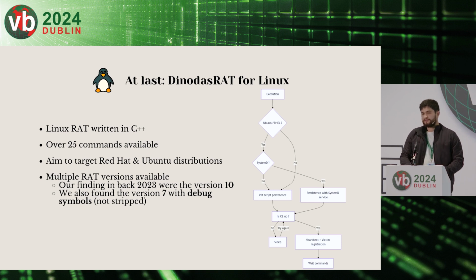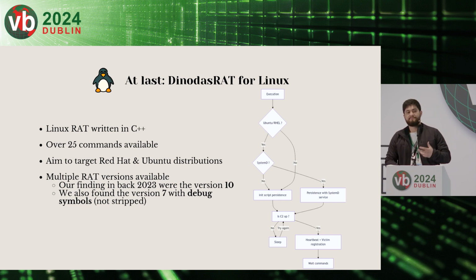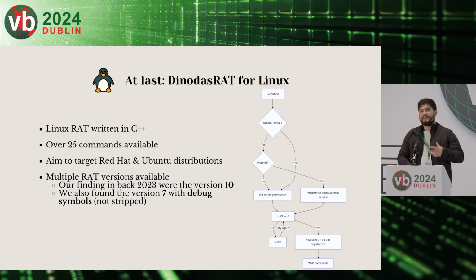So after they check if the C2 is up, if the C2 is responding, they will send a heartbeat packet that will basically verify if the C2 is actually responding using the protocol that they expected. If this is happening, they will send a registration packet for the new victim. So each time it connects to the C2, it will send this registration packet, and it will wait for commands.